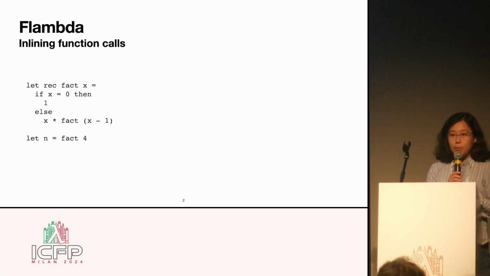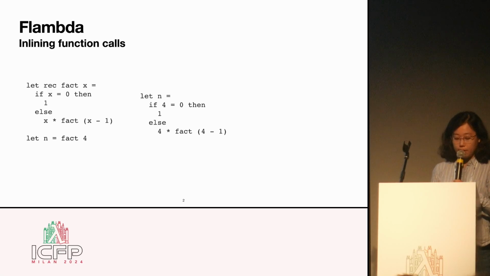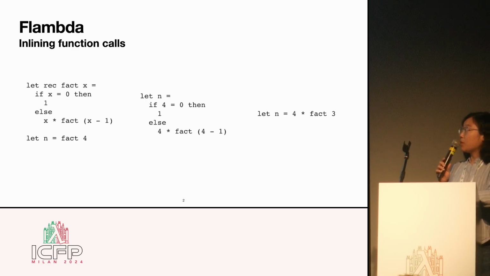So, a quick primer about the Flambda optimization pass. The Flambda optimization pass is a pass in the middle end of the OCaml compiler, as many of you probably are already familiar. And one of its main features is inlining function calls. So for example, if you have this simple factorial function, and you have let n that applies 4 to the factorial, then it can inline the function call to factorial so that you can do some compile time reduction of terms, so that at the end, let n can be just reduced to 4 times factorial 3 instead of having the whole body of the factorial function.